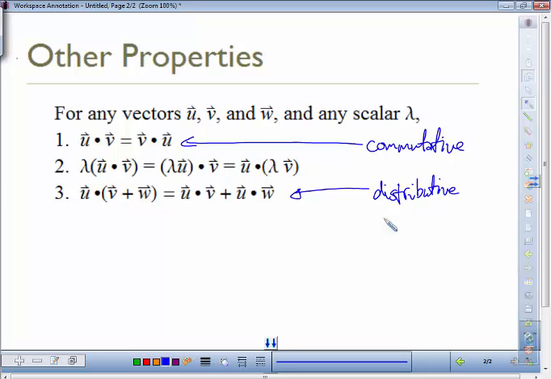Now, the middle one is kind of like associative, but it's not formally associative. If we were to try to see if the associative property works for dot products, I would have to remember what the associative property looks like. You have three things that you're multiplying or adding, and then you group them up two at a time. So let's see if that would make sense.